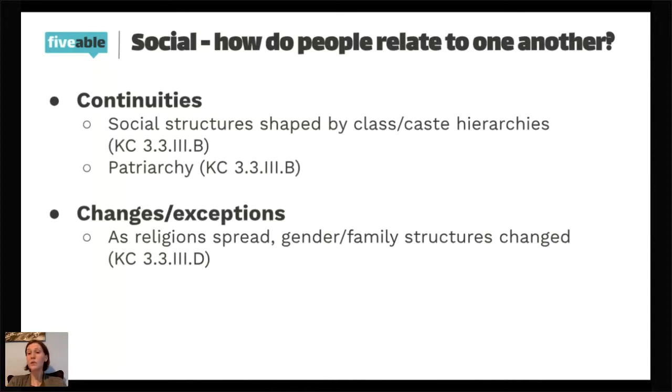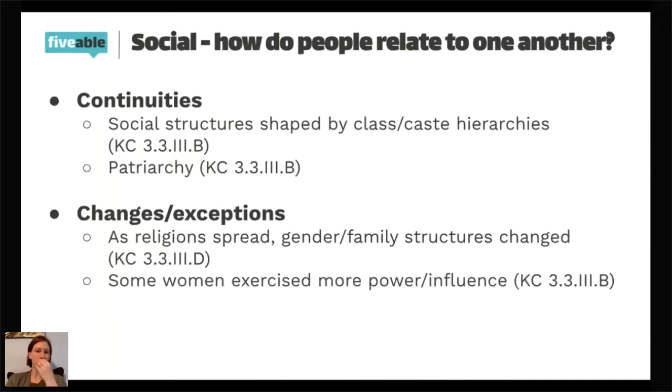In Christianity, we do see that in the very early church back in Unit 2, women held greater positions of power, but as we get into Unit 3, Christianity has become much more restrictive, and so as it spreads into other areas, women's roles may also become constricted as well. So yeah, as religions spread, they have an impact on gender and family structures.